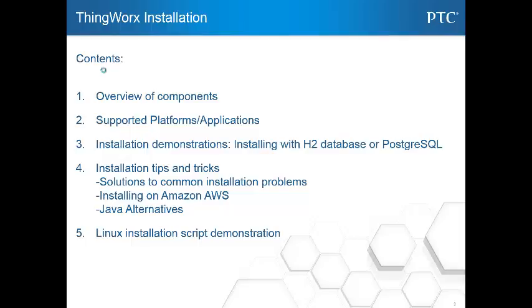This expert session will cover the following contents: an overview of components, supported platforms and applications, a couple of installation demonstrations, including installing ThingWorx on Windows with the H2 database or installing on Windows with the PostgreSQL database, installation tips and tricks, including some solutions to common installation problems, installing on Amazon AWS, and an explanation of Java alternatives. And finally, we'll wrap this session up with a description of the new Linux installation script and a demonstration.